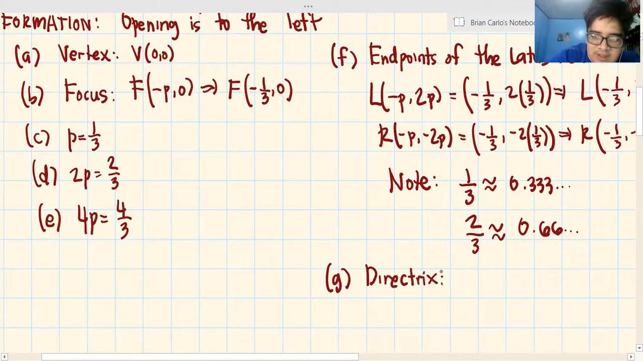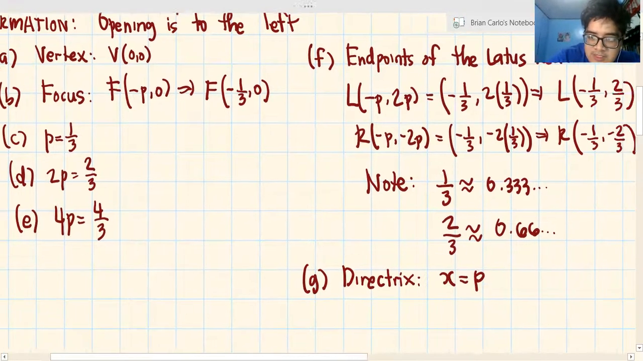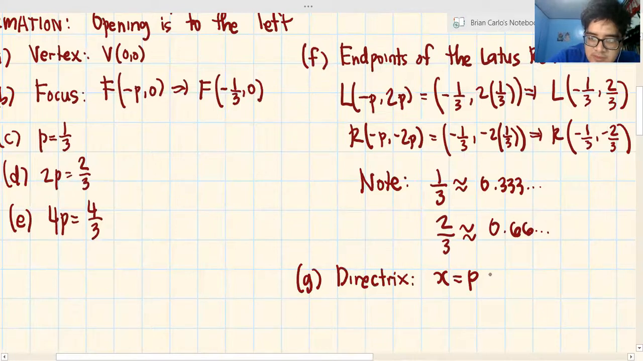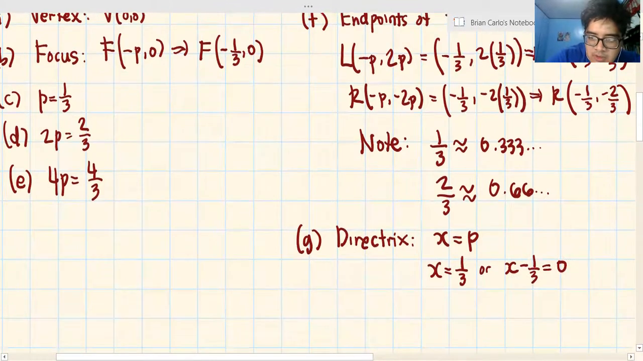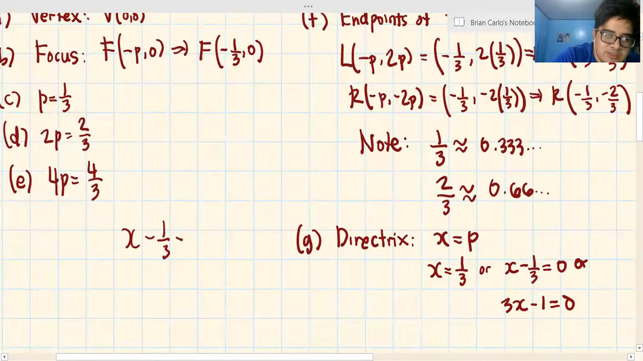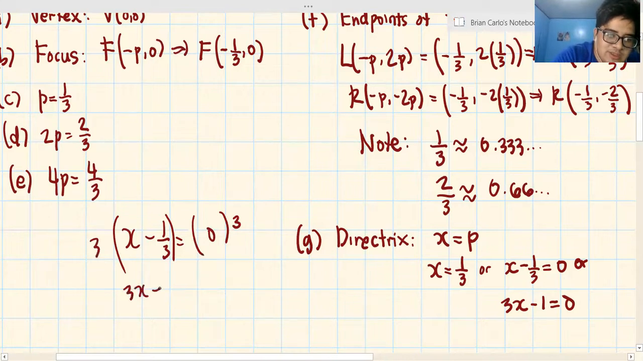Directrix. Ang directrix natin, ang equation ay x is equal to P. Tama? Kasi diba, hindi siya x is equal to negative P. So, this is x is equal to 1/3 or x minus 1/3 is equal to 0 or pwede naman 3x minus 1 is equal to 0. Paano naging 3x yan? X minus 1/3 is equal to 0. Multiply both sides of the equation by 3, magiging 3x minus 1 is equal to 0. Ganun lang nangyari na. Yun yung algebra behind that.